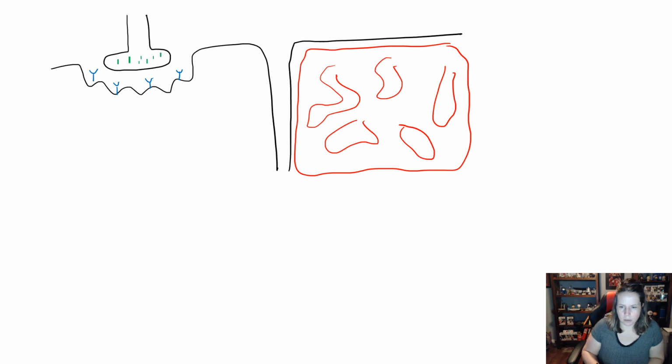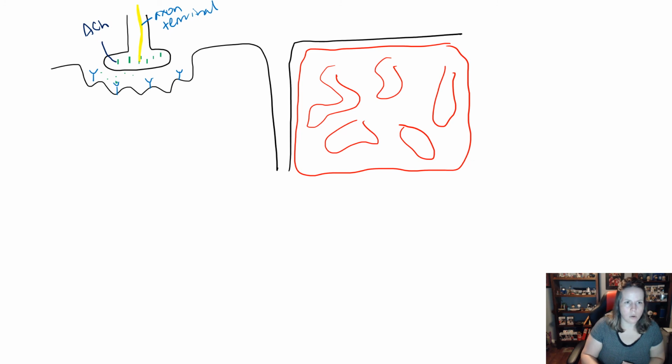Let's label everything. Here is the axon terminal, and inside of it, these little green dots are acetylcholine. We're going to get an electrical signal, which I'll draw as yellow, that comes down from the brain, down the axon terminal, and tells acetylcholine to get released. Acetylcholine will be released into the synaptic cleft and bind to these little receptors here.